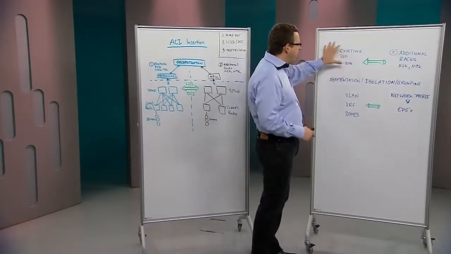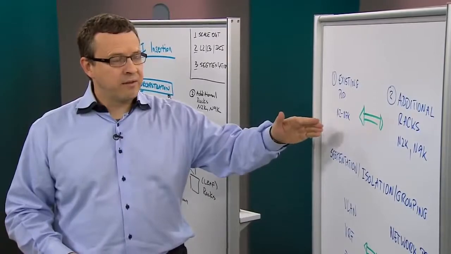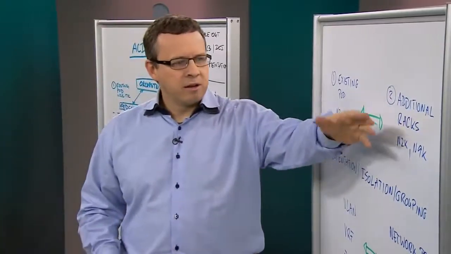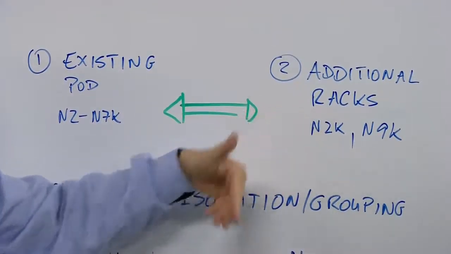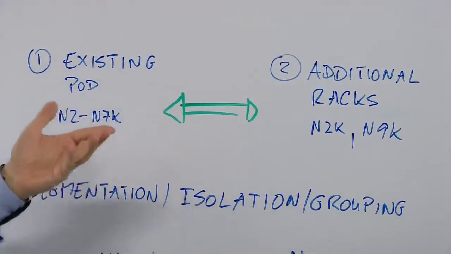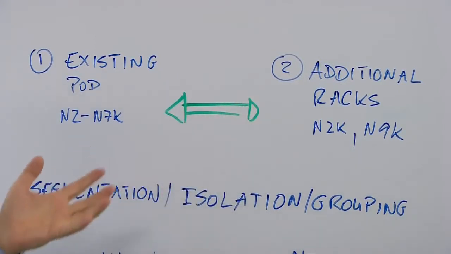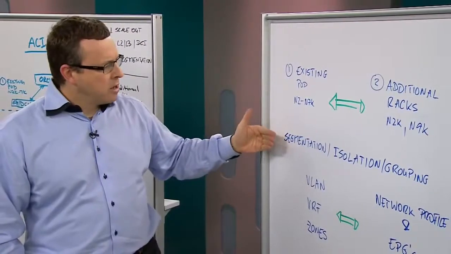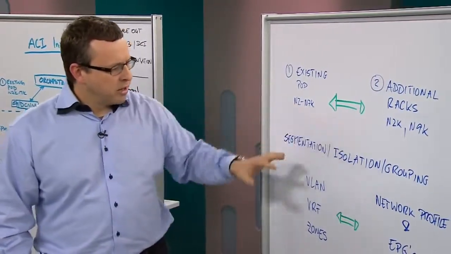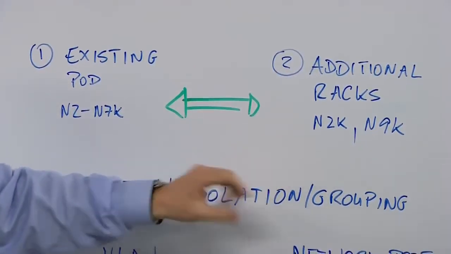Same thing here. I say this is the existing part with the Nexus 2000, 7000, 2, 3, 5, 6, 7. And here in the grow out rack, the ACI fabric, you basically can use a Nexus 9300 as a leaf and Nexus 9500 as a spine. And you still can use, by the way, your Nexus 2000. You can use them actually as well. So the question, as I say, is becoming, how do you go from segmentation, isolation, grouping you have on the existing part, how does it map to whatever you're going to do on the ACI side?